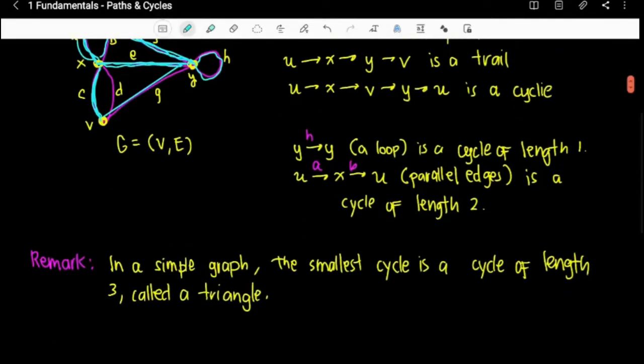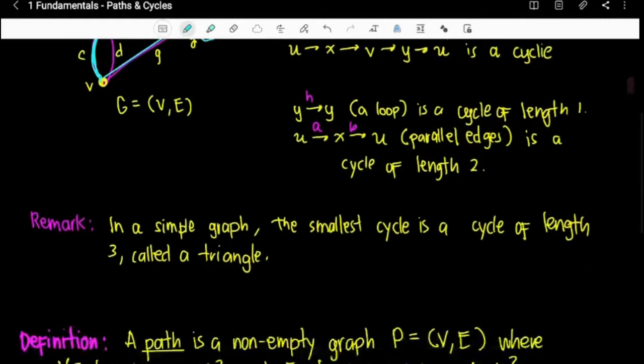Okay. So, pero pag simple yung graph mo, meaning wala kang parallel edges, tapos wala kang loops, ang pinakamaliit na cycle is of length 3 na. Kung simple yung graph, ha? Kung multigraph, syempre pwede kang magkaroon ng parallel edges, pwede kang magka-loop. Pero kung simple yung graph, the smallest cycle you can find is a triangle. That's a cycle of length 3. Okay.